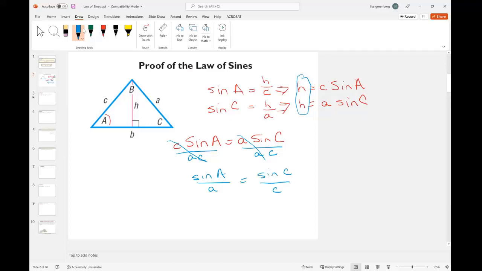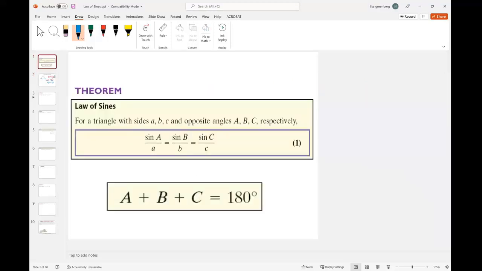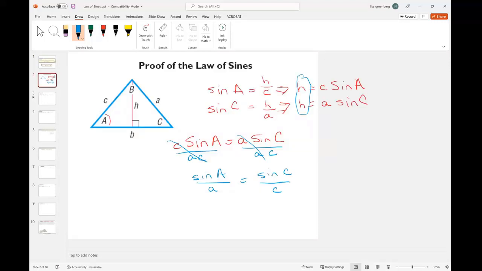And if I did two different angles, I would be able to show you the exact law of sines, which is sine A over A equals sine of B over B equals sine of C over C. So that's basically why. Does that all make sense?